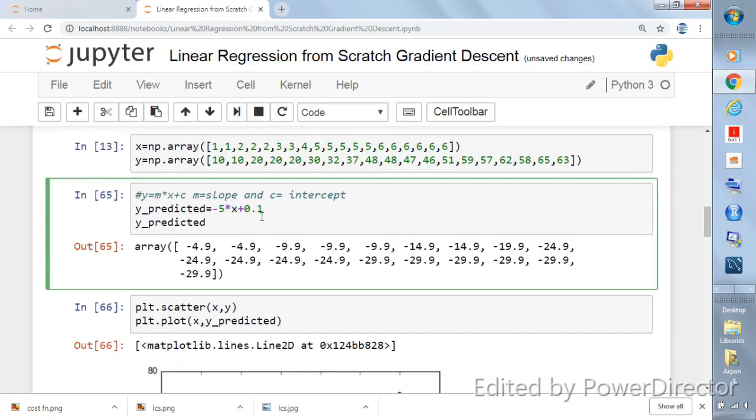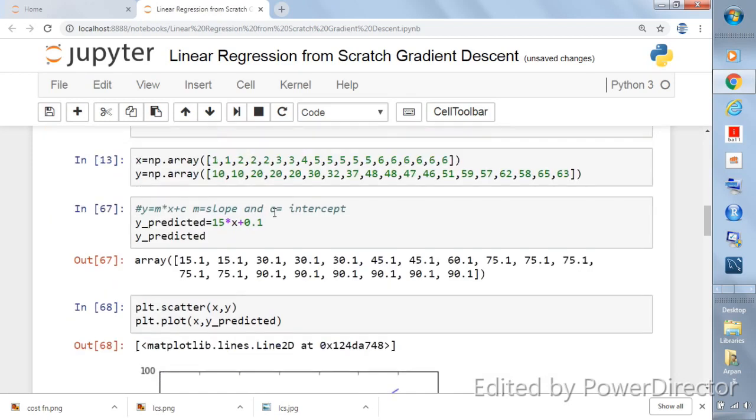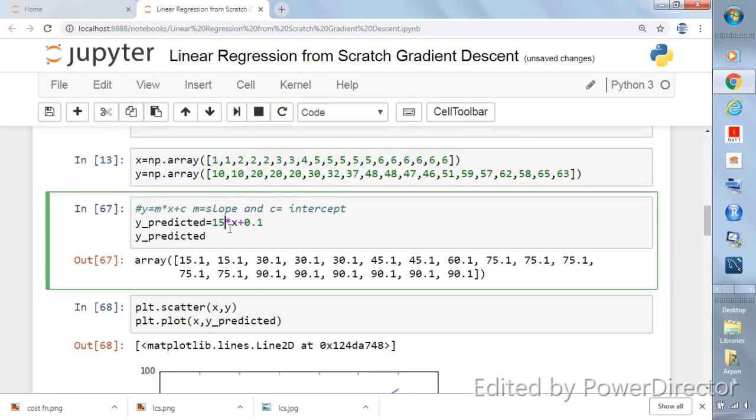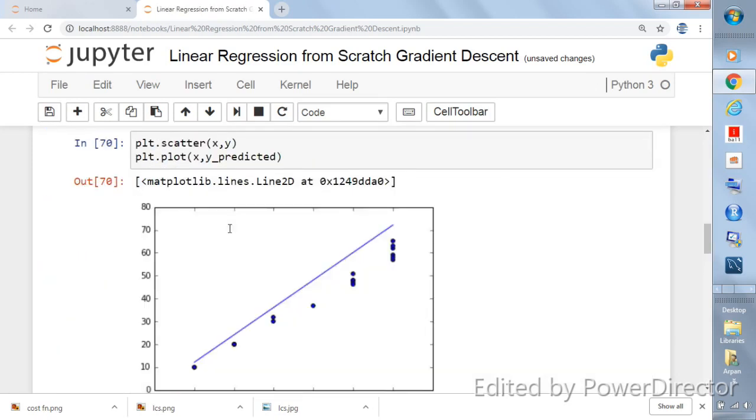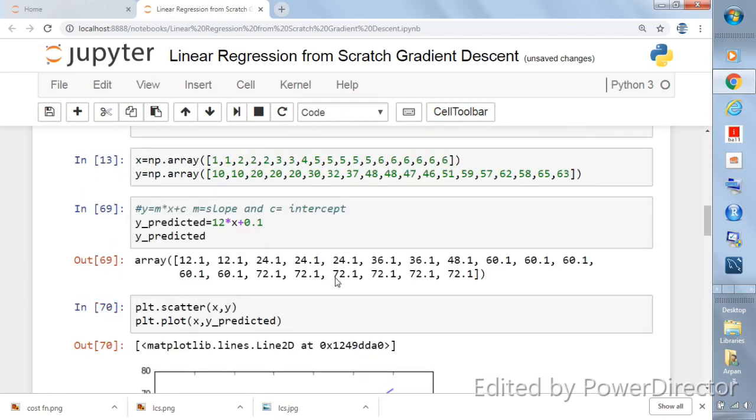Let's do +15. Now it's going there. Let's do 12. It's coming near. So definitely there are two parameters which you have to optimize. One is slope and the second is intercept.